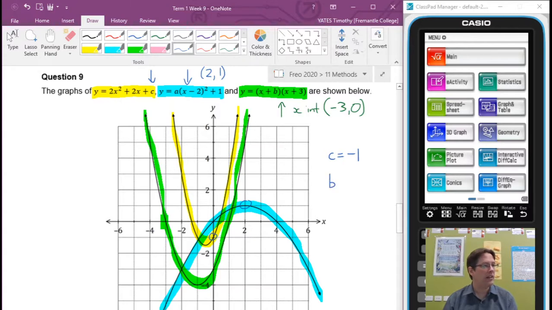I'll do this one next, B, because B is pretty easy as well. We're just wanting to find the other x-intercept of the green line. So we've got -3 and we've got 1. So B is going to be -1. Remember that we subtract off that one. So that would be -1. This one's probably the hardest, but still not too bad.